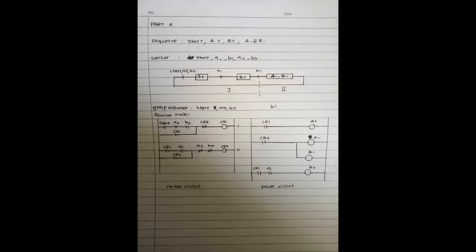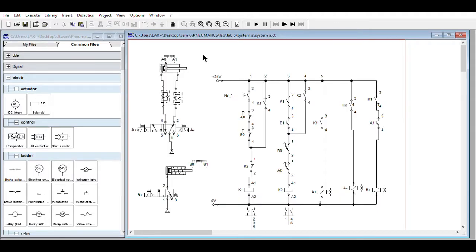For the power circuit, contact relay 1 is connected directly to A plus to make cylinder A extend. Contact relay 1 and sensor A1 are connected to B plus to extend cylinder B. As cylinders A and B retract at the same time, the contact relay 2 is connected to both. So when contact relay 2 is energized, the relay signals A and B to retract. For system 1, one double acting cylinder and one single acting cylinder are used. Cylinder A must use a non-sustained valve and cylinder B must use a sustained valve.